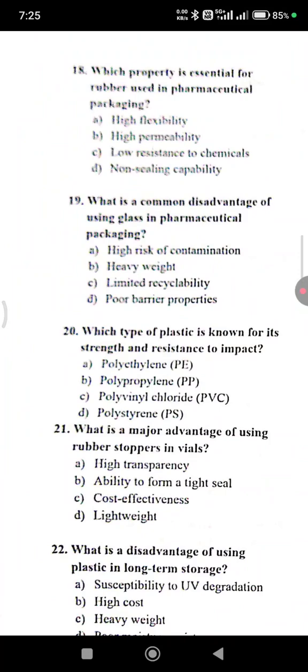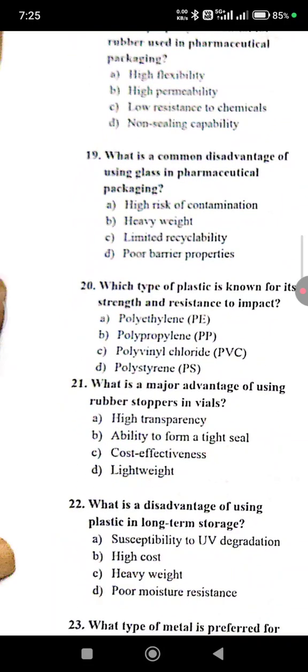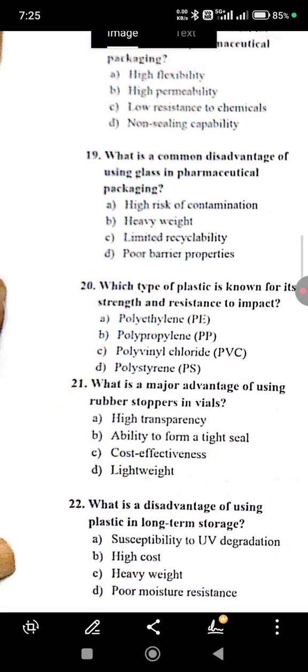What is a major advantage of using rubber stoppers in vials? Option B, ability to form a tight seal. What is a disadvantage of using plastic in long-term storage? Option A, susceptibility to UV degradation.